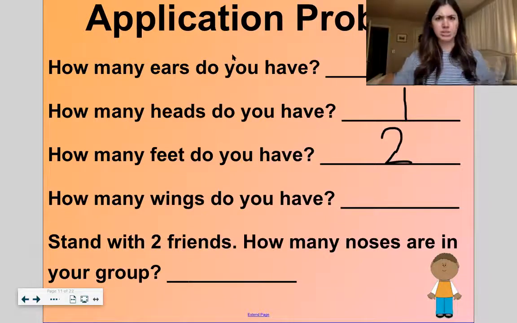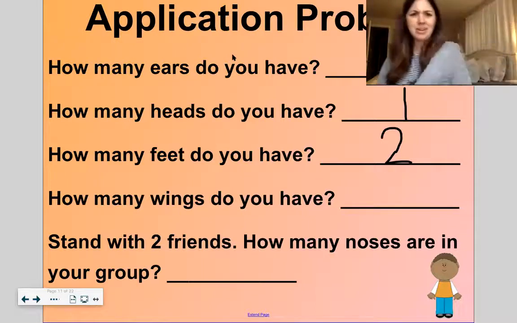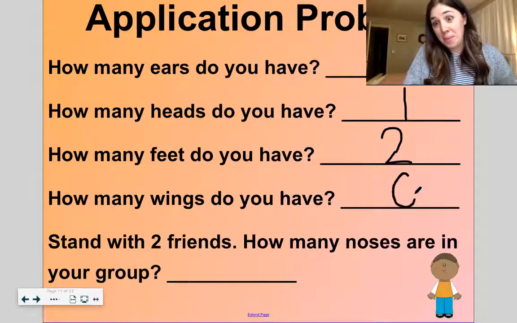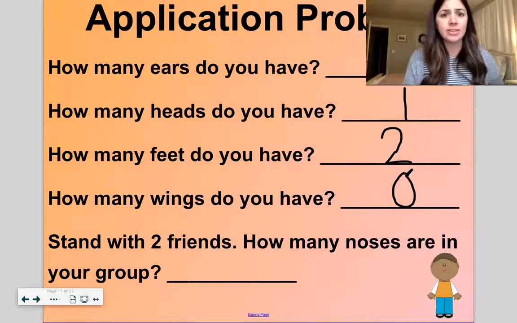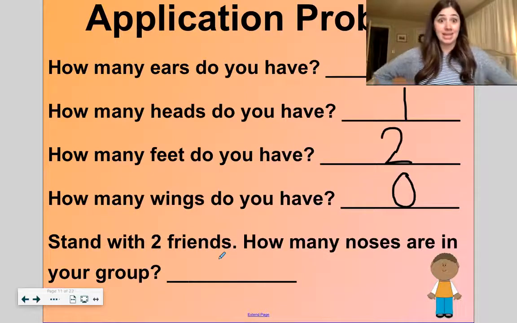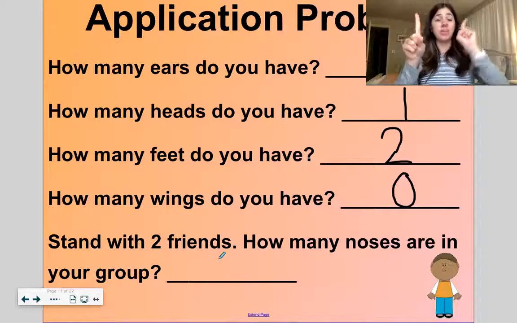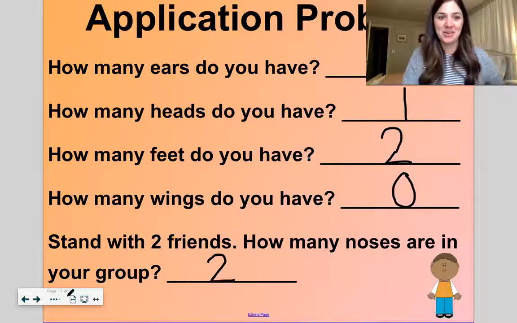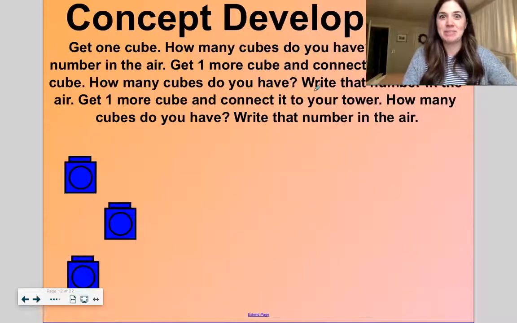How many wings do you have? Well, I don't think I have any wings. What do you think? I think I have 0 wings. I'm going to write a 0. That's my 0. And if you don't have something to write with, you can just write in the air. That's fine. Okay, now, if we were standing together, you and me, how many noses would we have together? Well, I have 1 nose. Do you have 1 nose? So 1 and 1 would make 2. So we would have 2 noses in our group. Good work. All right. Let's get into our concept development now.